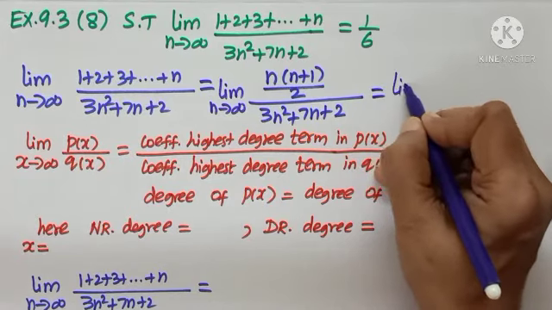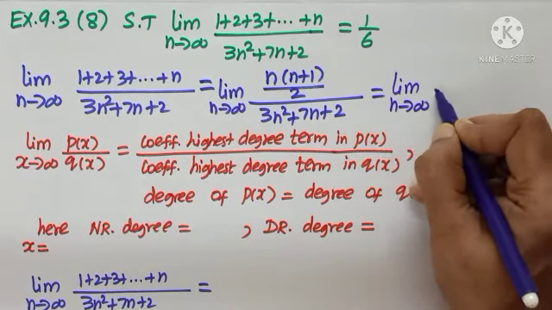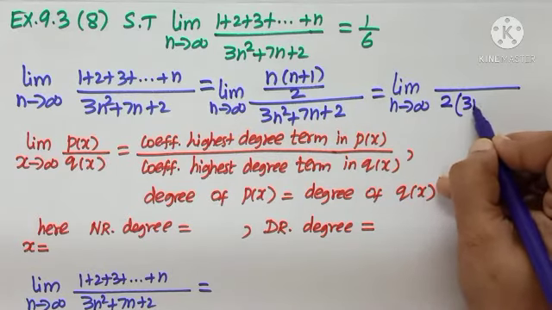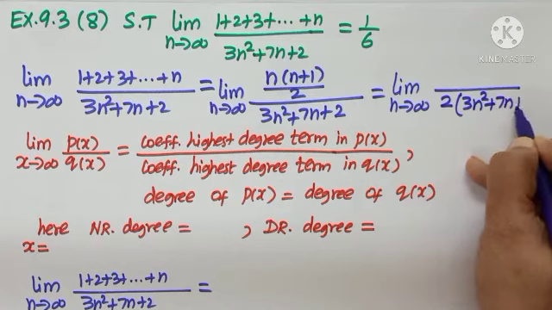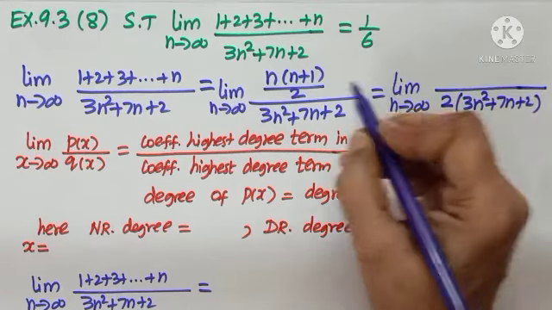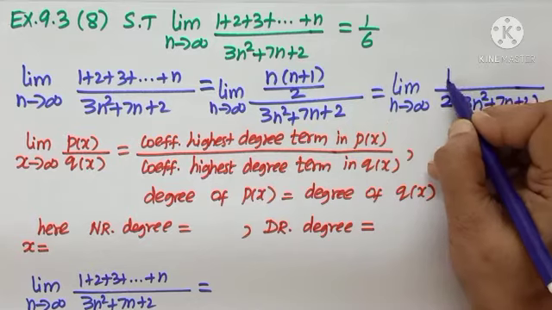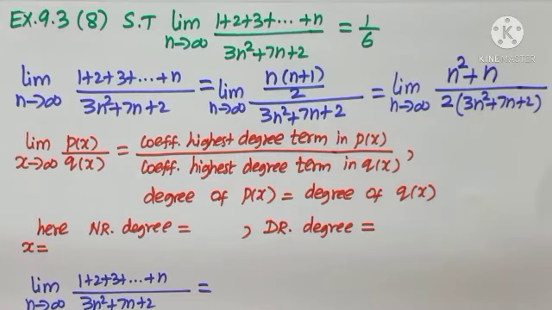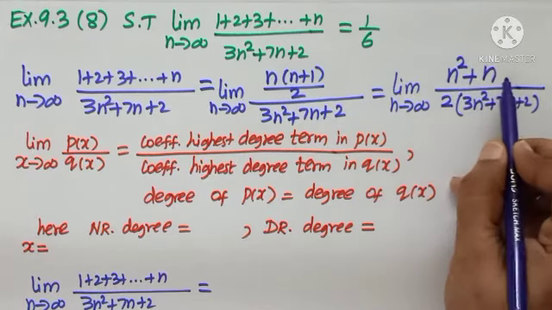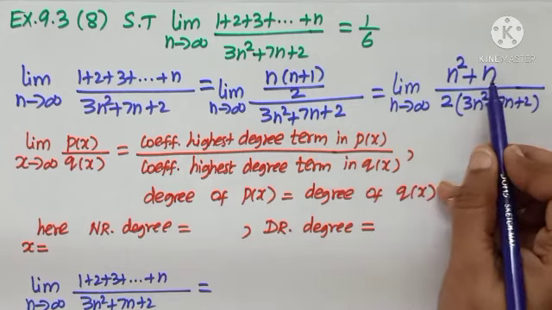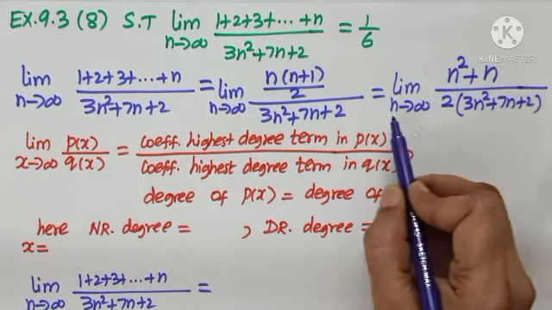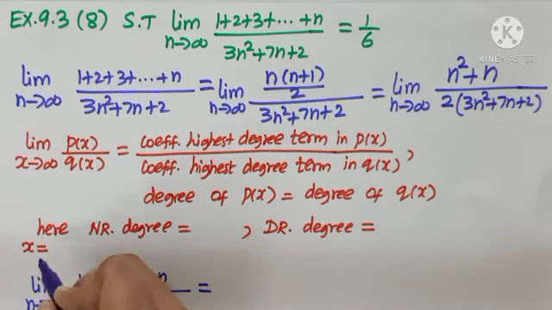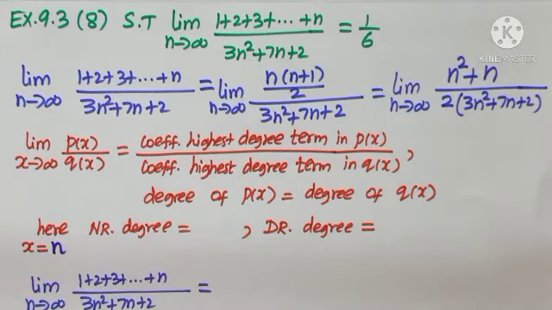As I simplify, it is limit n tends to infinity. Club the 2 to the denominator. It is 2 into (3n² + 7n + 2). In the numerator I can multiply n into n, n², plus n into 1, n. As we check, it is a polynomial not in x but in n. But n tends to infinity, so I can very well apply the same formula, but in the place of x we have n.